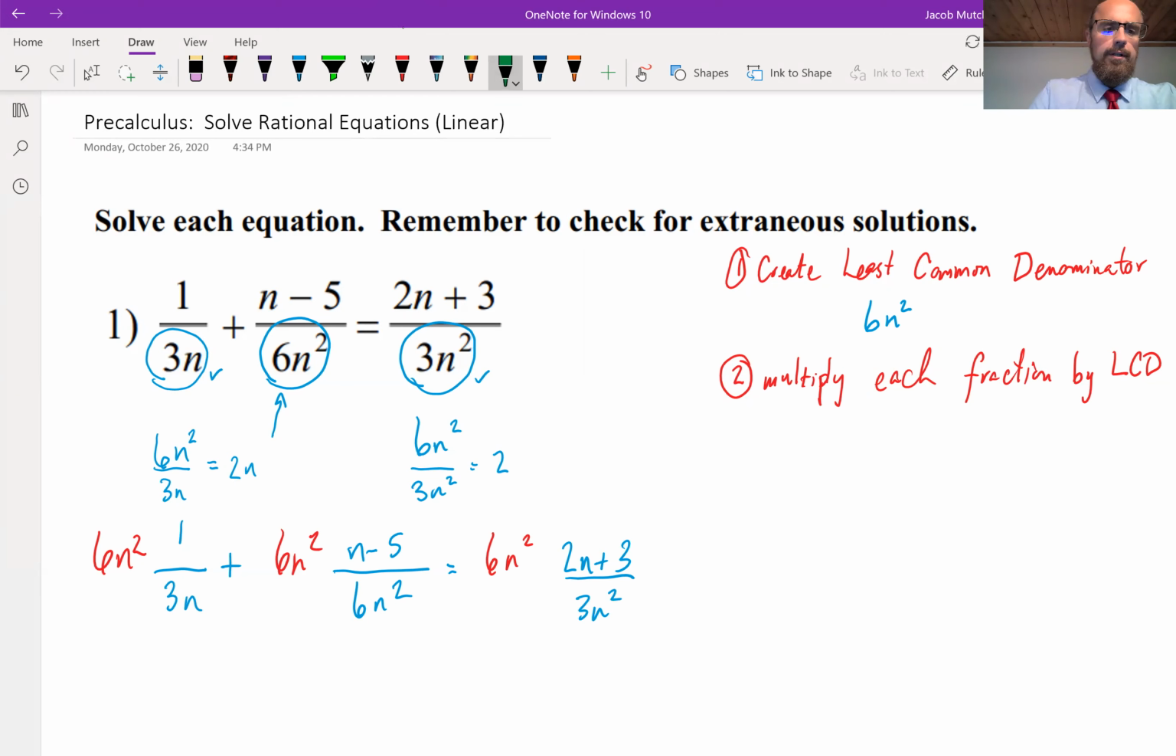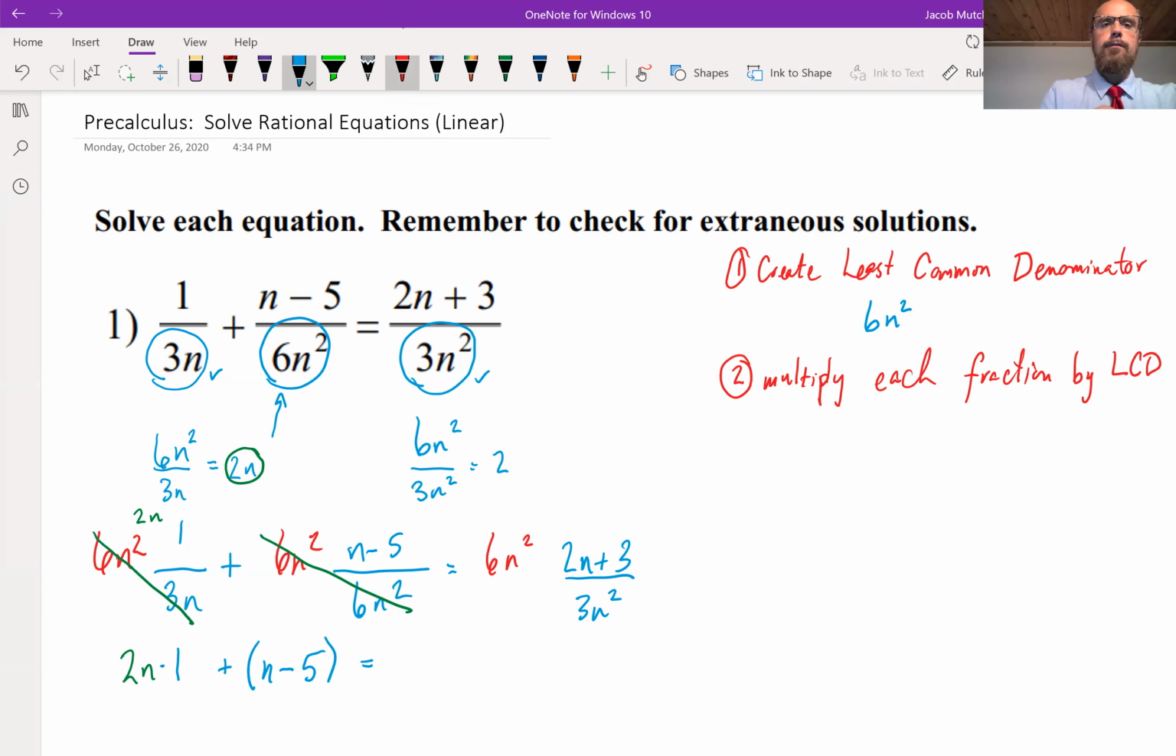For this first one, I've already done the division when I was creating the LCD. So 6n squared divided by 3n, I see, is going to leave me 2n. So this first multiplication results in 2n times that already existing numerator 1. We'll keep going. For my second fraction, 6n squared divided by itself cancels entirely, leaving no additional factors. So that's just going to be plus n minus 5.